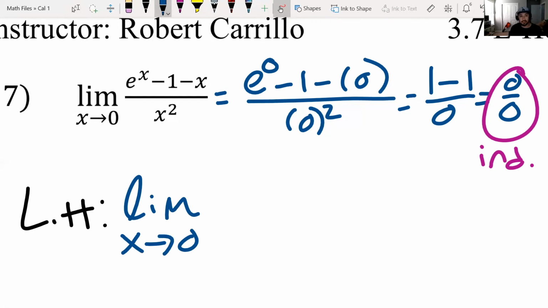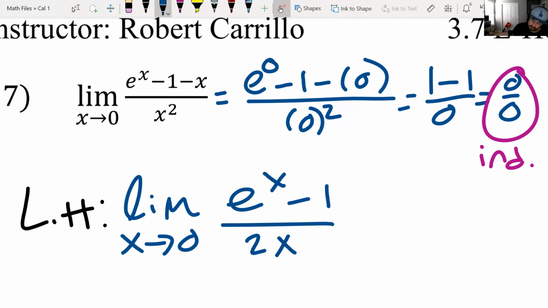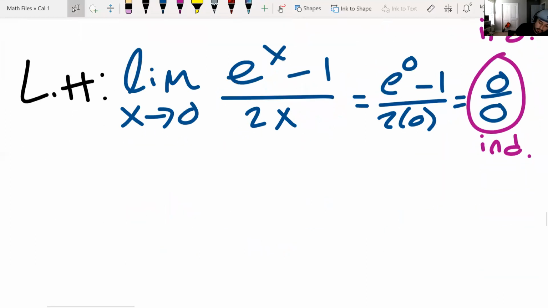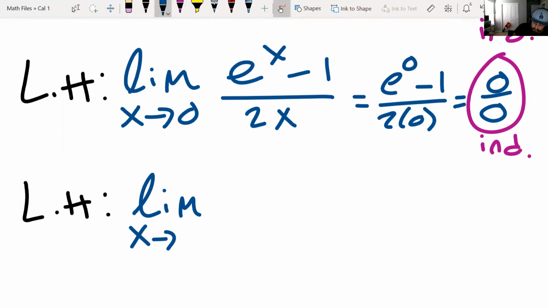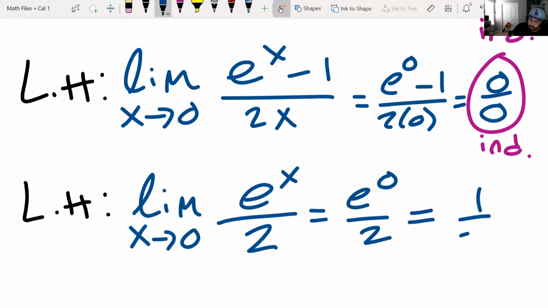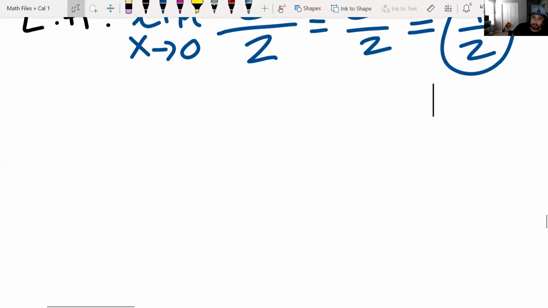The limit as x approaches 0 of the numerator. That's just e to the x minus 1 over 2x. If I plug in 0, e to the 0th minus 1 over 2 times 0 still gives me 0 over 0. So again, indeterminate. Do L'Hopital's again. The limit as x approaches 0, it's just going to be e to the x over 2. E to the x over 2, plug in 0. E to the 0 over 2 gives me 1/2. Yay.